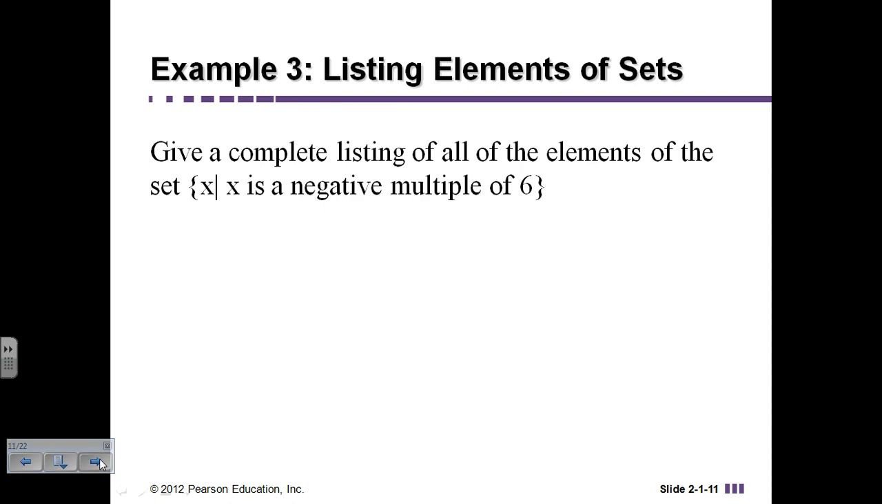Give a complete listing of all of the elements of the set of x such that x is a negative multiple of 6. Multiples mean that I can multiply by 6 and get the number, such as 6 times 1, 6 times 2, 6 times 3. Negative means the numbers have to be negative, so I would be multiplying by negative 1, negative 2, negative 3. So negative multiples of 6 would be the numbers negative 6, negative 12, negative 18, negative 24, and the list continues on infinitely. So you'll notice that we use the dot, dot, dot symbol to represent that it is an infinite set, and we're going to talk about that some more.